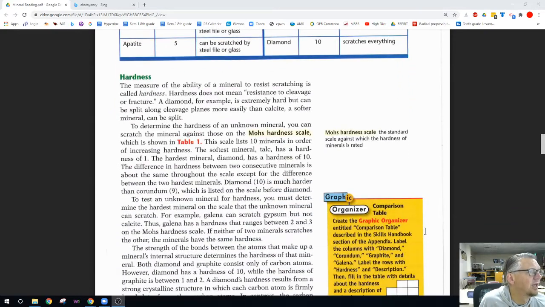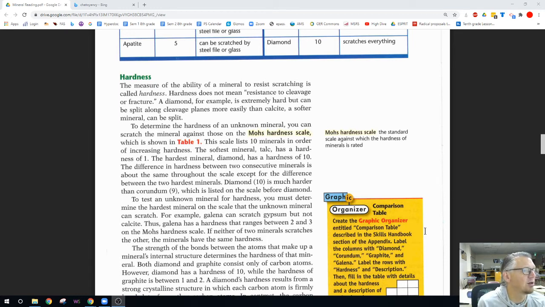Hardness. The measure of the ability of a mineral to resist scratching is called hardness. Hardness does not mean resistance to cleavage or fracture. A diamond, for example, is extremely hard but can be split along cleavage planes more easily than calcite, a softer mineral, can be split.